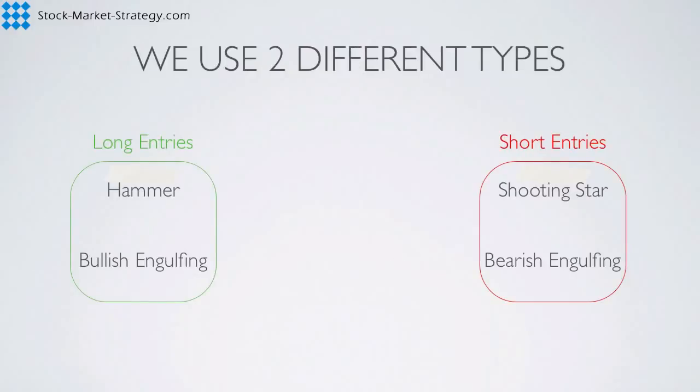So the two different types we use are bullish and bearish, of course. For long entries we've got the hammer and the bullish engulfing, and for short entries we're using the shooting star or the bearish engulfing.